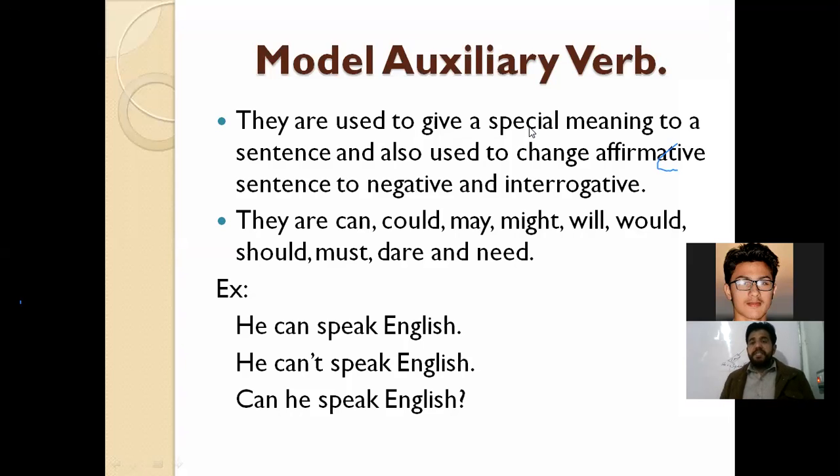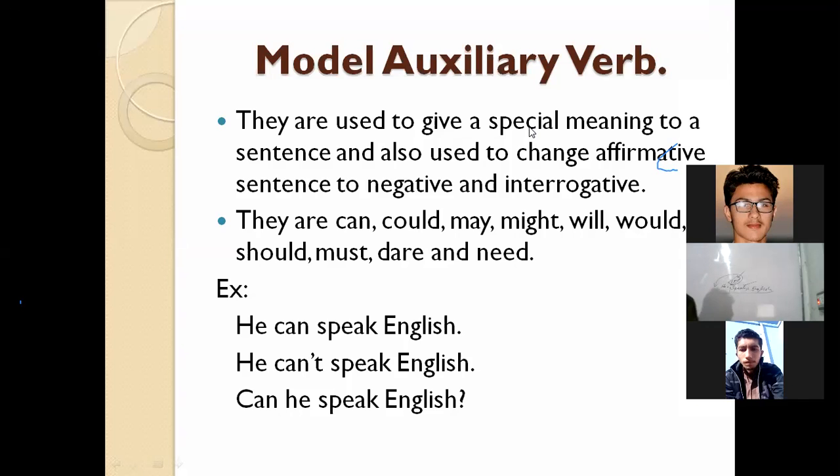Like we say, can he speak English? In the same sentence, we bring can to the start of the sentence. It becomes a question. Can is used here at the start of the sentence, so it becomes a question. Without the help of any other helping verb, we do not need to add any other helping verb to it. It itself changes an affirmative sentence to negative and interrogative.